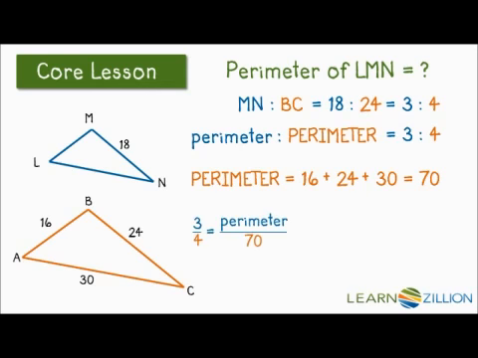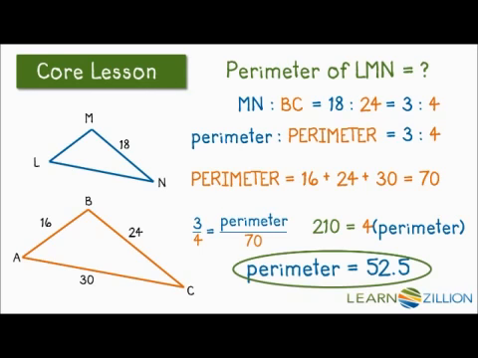Setting up a proportion, we put the scale factor 3/4 equal to the ratio of perimeters, small perimeter over large perimeter. We multiply the extremes to get 210, and we multiply the means to get 4 times the perimeter. When we solve, we find that the perimeter of the small triangle is 52.5.